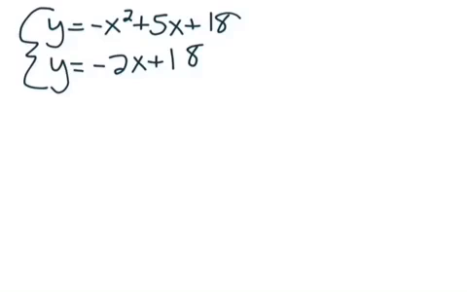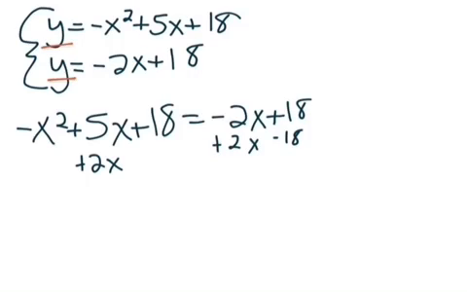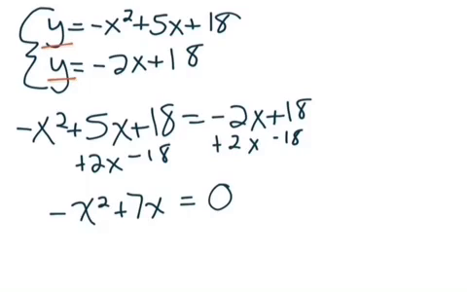So these have both already been solved for y, so that makes our work easy here. We need to take the two expressions and set them equal to each other, that both equal y. And then we need to go ahead and put this into standard form so that we can use one of our methods of solving it. So we're going to move this over, and we're going to subtract the 18. So we've got negative x squared plus 7x equals 0.